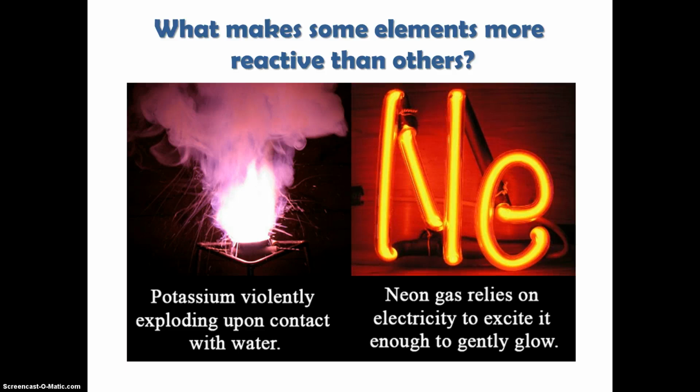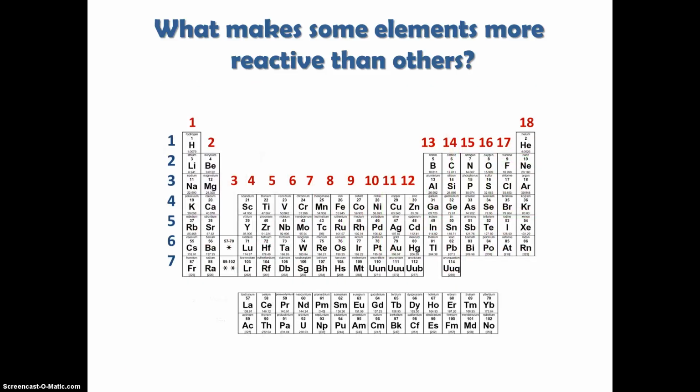In fact, just to get neon to glow like this, you have to excite those atoms with electricity. And even then, it's very stable. So what makes potassium violent and reactive, and what makes neon so stable? Well, that's what we're going to talk about. It has to do with what family they're in.